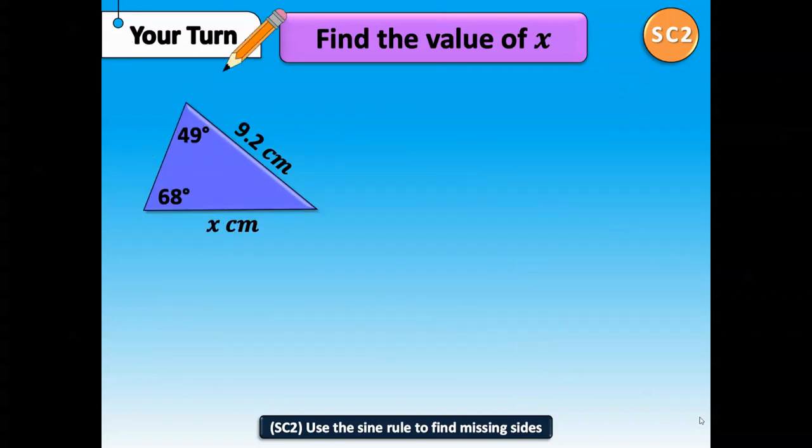Here's a question for you to have a go at. Pause the video, and when you're ready to see what you should have done, press play.